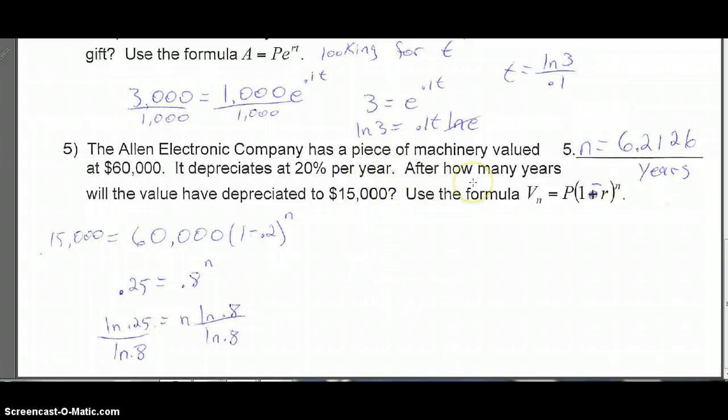And finally, number 5. So we're going to solve for t, so it gets down to 15,000. It started at 60,000, and we use this formula there. That was a typo. That's the formula for growth, and this is decay, so that's got to be minus. So 1 minus 0.2 to the n, and again, you have to get rid of the coefficient, so divide both sides by 60,000. You get 0.25 equals 0.8 to the n, and then natural log both sides, and get n alone by dividing by natural log of 0.8, and you get 6.2126 years.